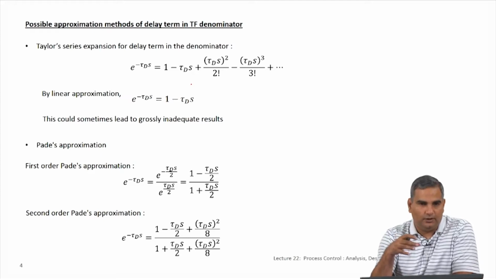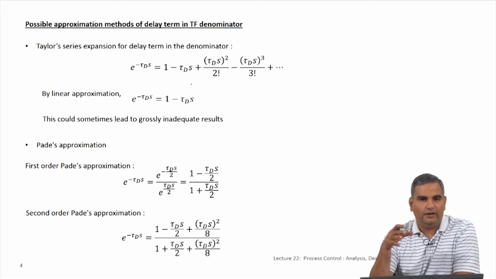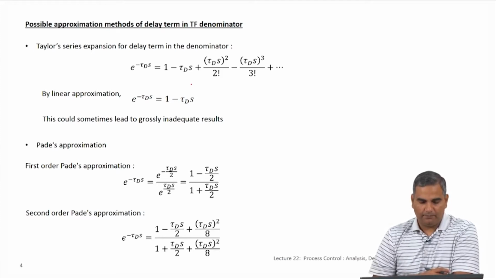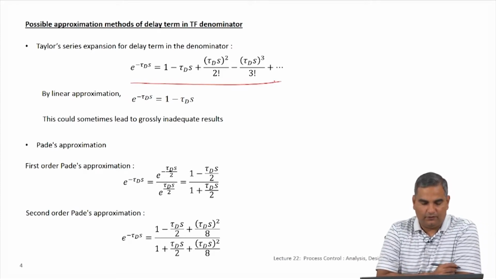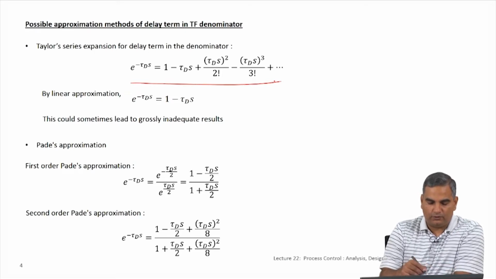So conceptually, if I were to live with using this polynomial expansion up to a certain number of terms, I do not need any other new idea to do this. I can simply follow what I have been doing. So typical expansion for e power minus tau ds would be 1 minus tau ds plus tau ds whole squared by 2 factorial minus this cube by 3 factorial and so on. So you can keep going.